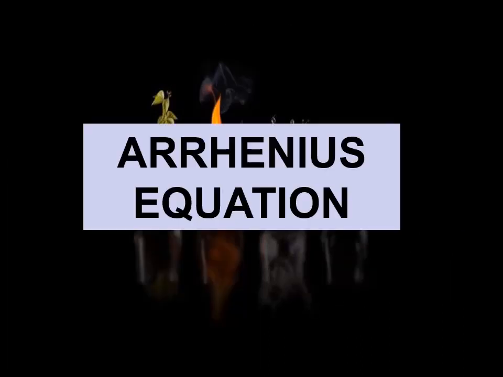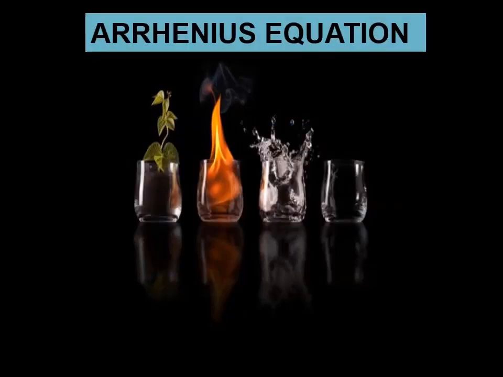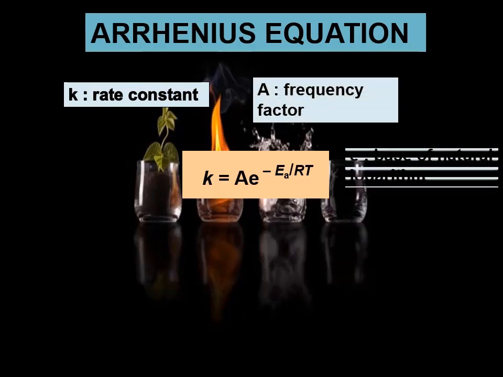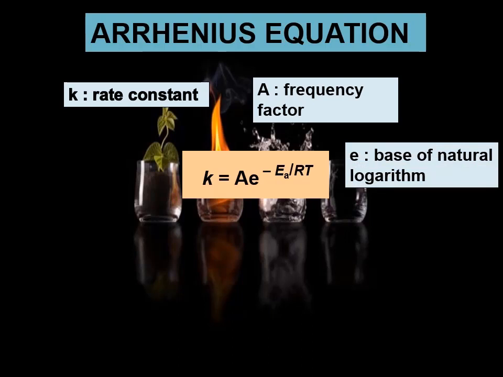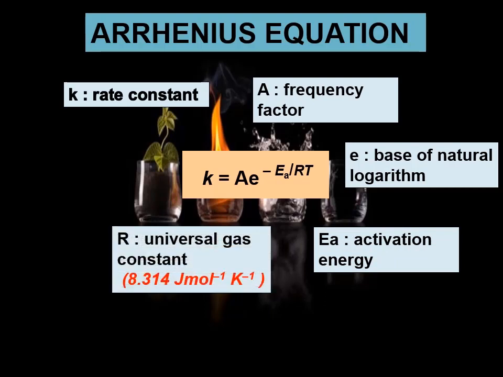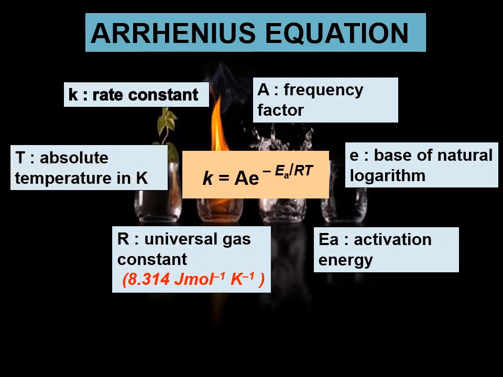Now we are going to learn about calculations involving the Arrhenius equation. The formula of the Arrhenius equation is k equals A exponent negative EA over RT. What do the variables mean? k is the rate constant, A is the frequency factor, exponent is based on natural logarithm, EA is activation energy, R is the universal gas constant, T is absolute temperature in Kelvin.